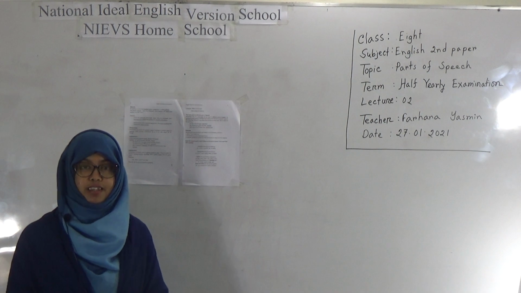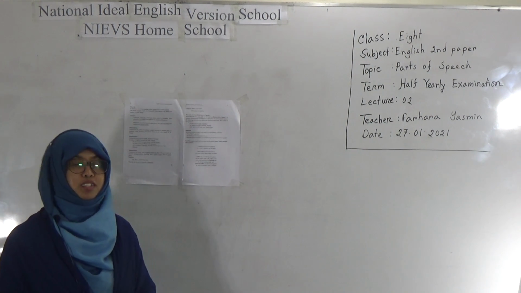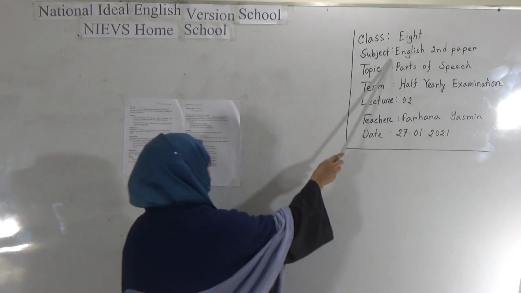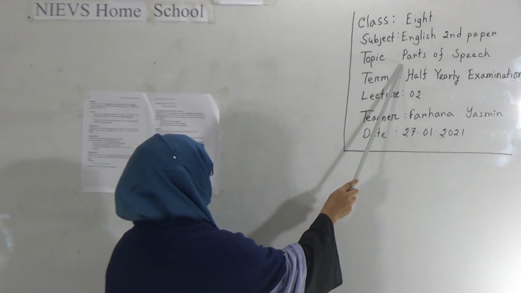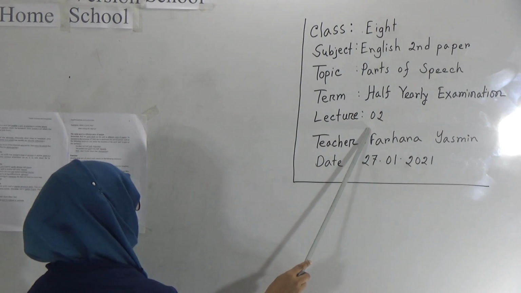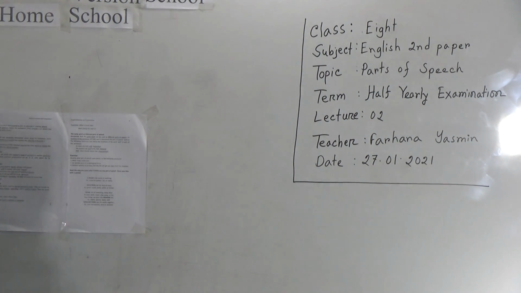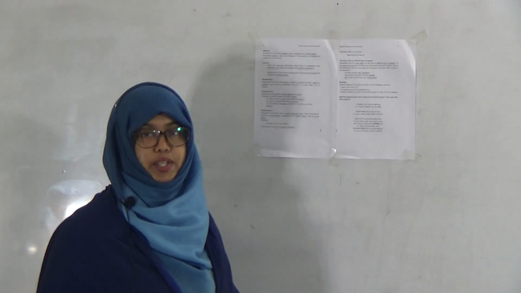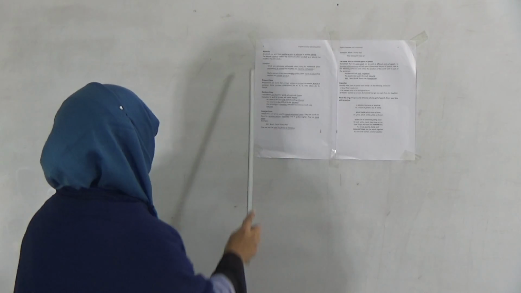Today I am going to take a class 4, class 8. Our subject is English second paper and our today's topic is parts of speech, and this is for half yearly examination, and today is lecture 2. So in the first lecture, we did 4 of the parts of speech. We will do the rest for today. Today we are going to discuss adverb, prepositions, conjunctions and interjections. There are total 8 parts of speech. You know that. First 4 was discussed in the first lecture, and today these rest 4 will be discussed.